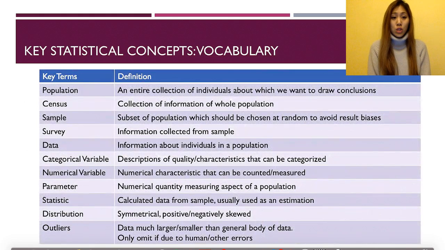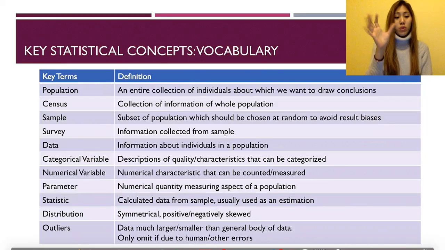So here's a list of key terms: population, census, sample, survey, data, categorical variable, numerical variable, parameter, statistic, distribution, and outliers. You can see that population and census is just a collection of the population. Survey is a collection of a sample, but a sample is within a population, right? You're taking a sample out of a population. So the information collected from a sample is a survey, and the information collected from a population is a census. So it gets bigger that way.